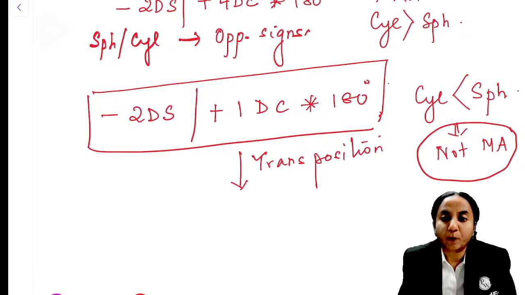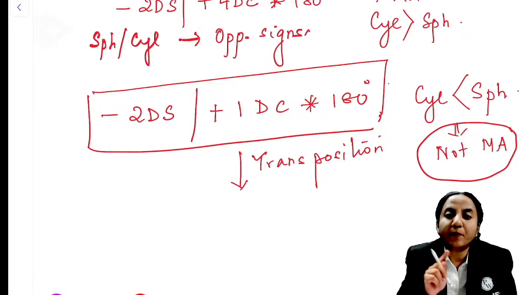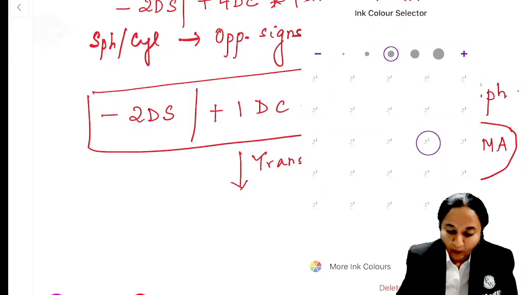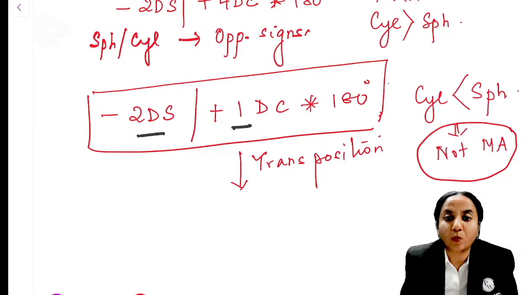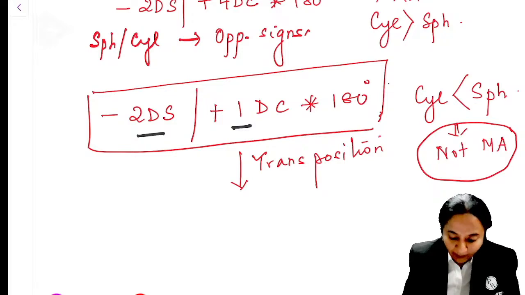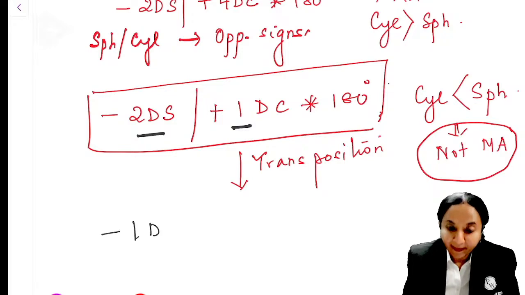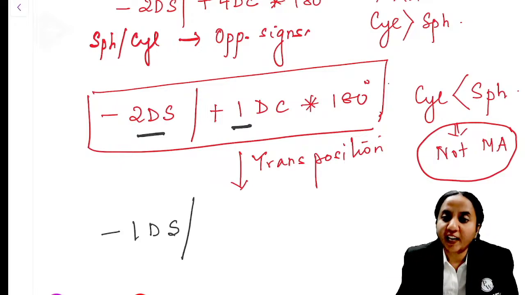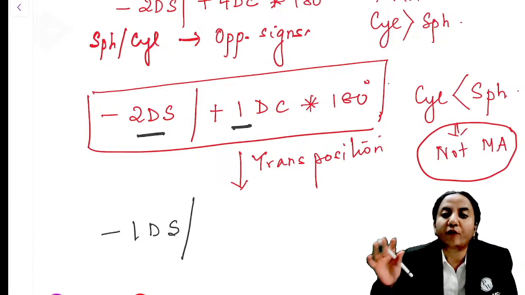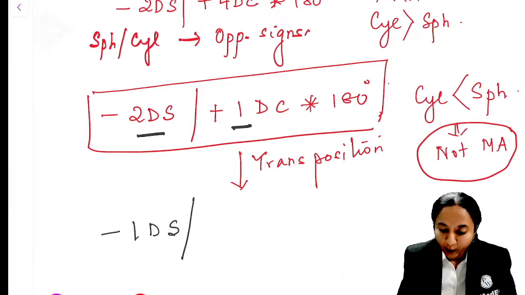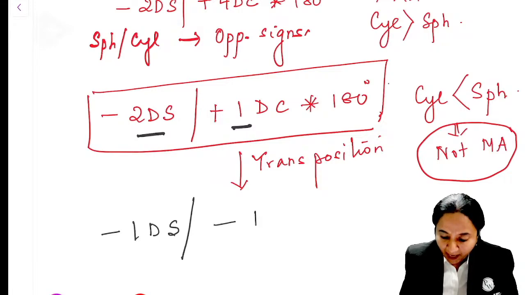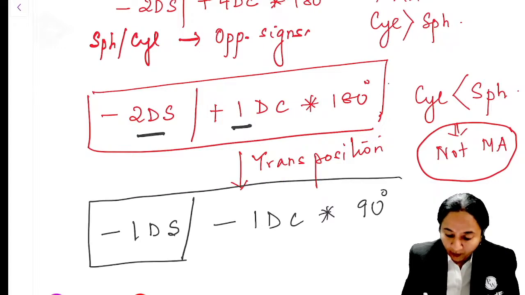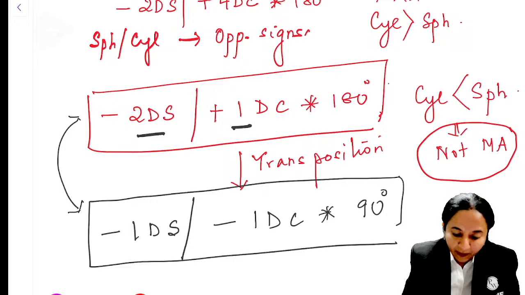The first step of transposition is you algebraically add up the sphere and the cylinder. So see here we have minus 2 and we have plus 1. So we will algebraically add this up. If I do minus 2 and plus 1, it becomes minus 1. And this minus 1 is my sphere. Then the next step is I will change the sign and the axis of the cylinder to exact opposite. So plus 1 cross 180 will become minus 1 cross 90. I will just repeat this once more. Now these two are actually equivalent prescriptions.